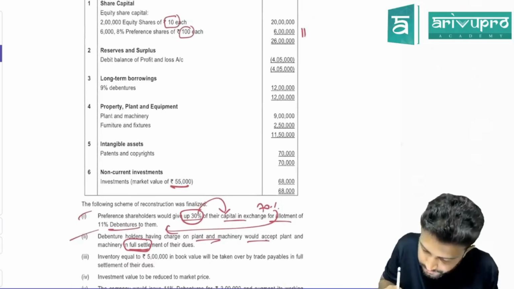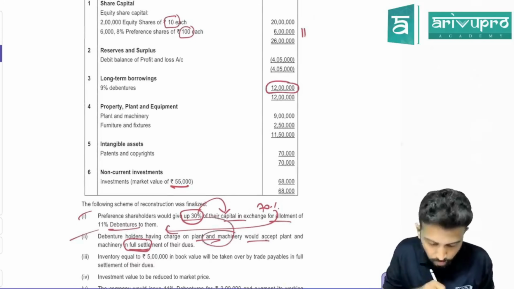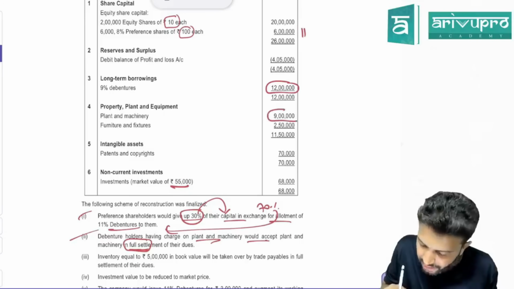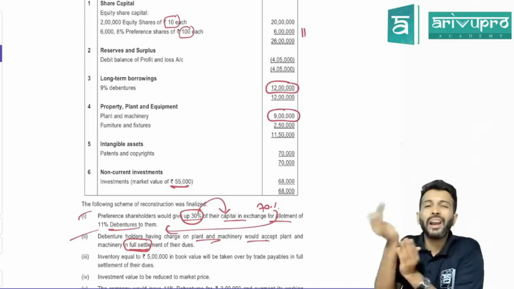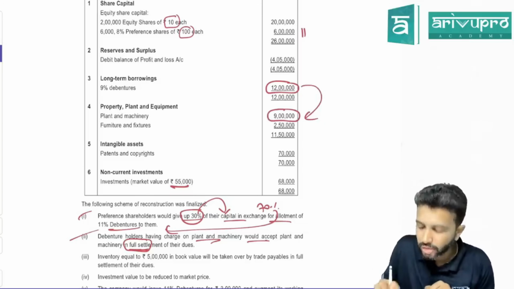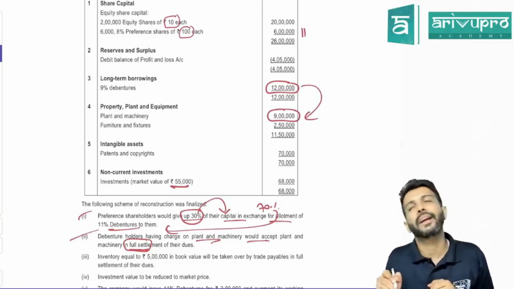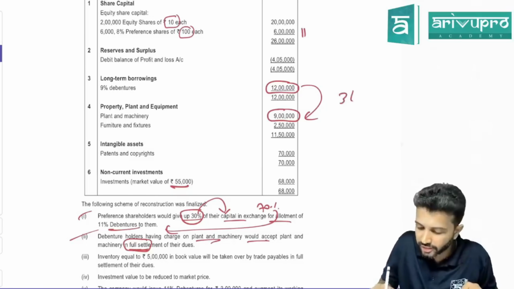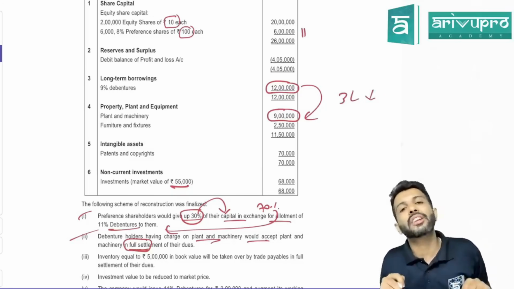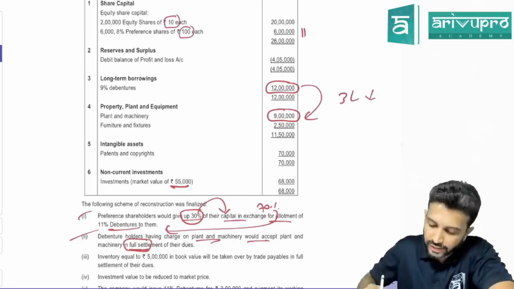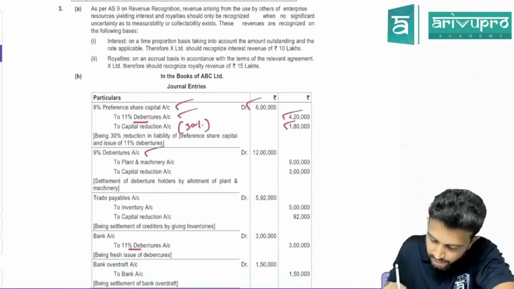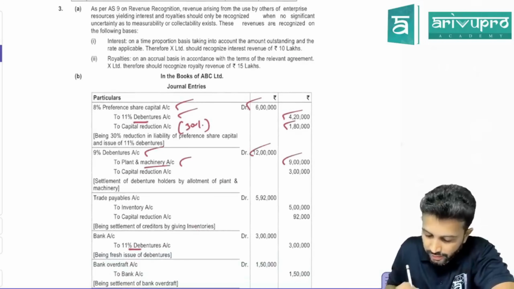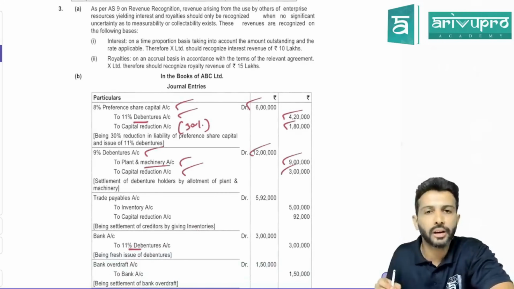Full settlement means 100% of the debenture value you need to cancel. What is the value of debenture? 12 lakh. What did they take over? Plant and machinery. What is the value of plant and machinery? 9 lakh. For 12 lakh worth of liability, they took over an asset worth only 9 lakh. So this is part settlement or full settlement? Full settlement. That means 3 lakh rupees is sacrificed, which will be transferred to reconstruction account. So the entry will be: 9% debentures account debit 12 lakh, to plant and machinery 9 lakh, and the balancing figure is capital reduction account.